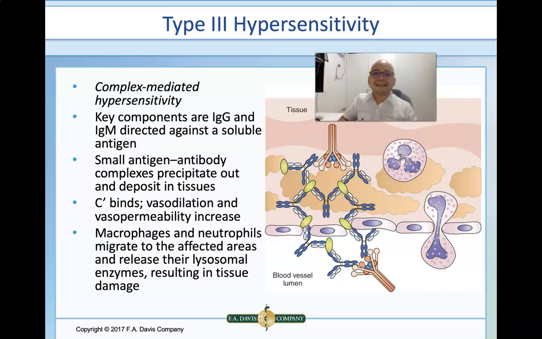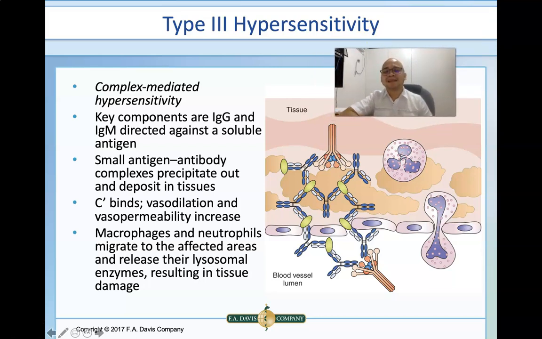Okay, having said that, it's now time to move on to type 3 hypersensitivity reaction. It is known as the complex-mediated hypersensitivity, or in some cases, we call it the immune complex. Again, this is an example of antibody-mediated hypersensitivity reaction. The key components are IgG and IgM, and this is directed against soluble antigen.